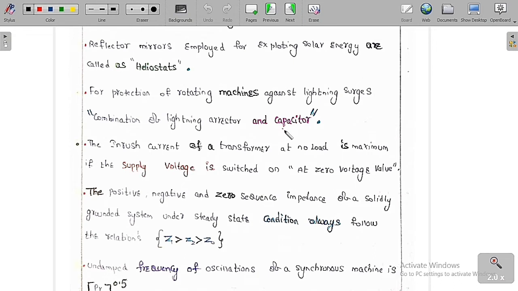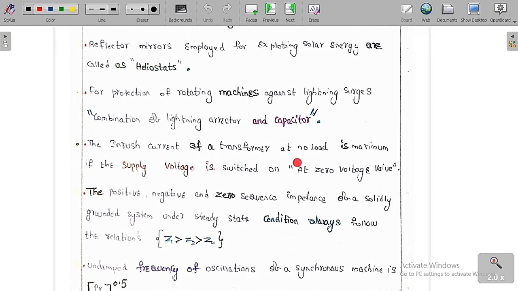I have already explained this in a very detailed manner in the BHEL question paper, the 2019 question paper. I explained in detail why we have to use the capacitor in series with the lightning arrestor. For protection of rotating machines against lightning surges, always use the combination of lightning arrestor and capacitor. But to protect only a single transmission line from lightning surges, we need only the lightning arrestor.